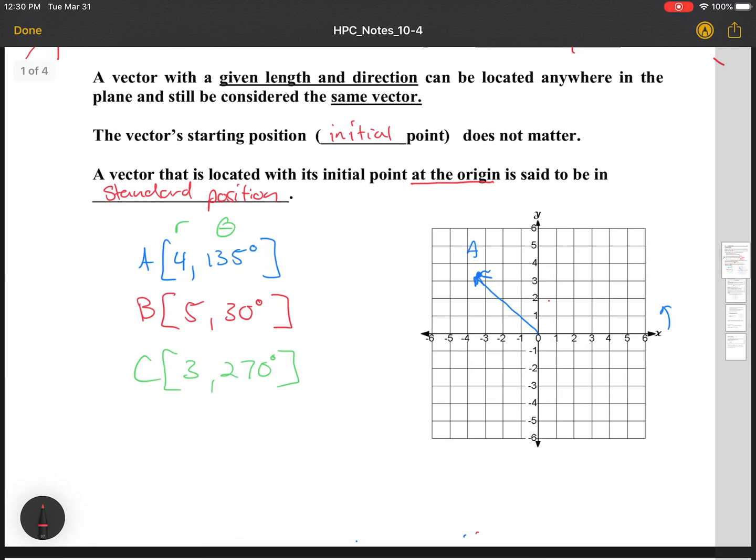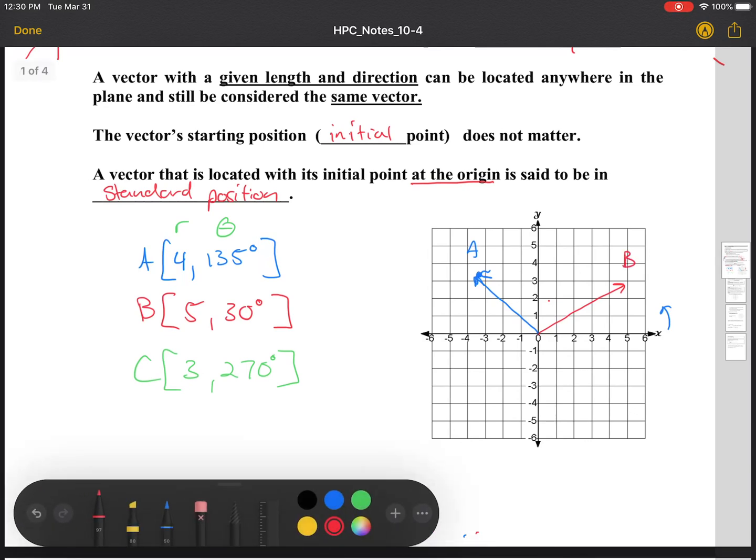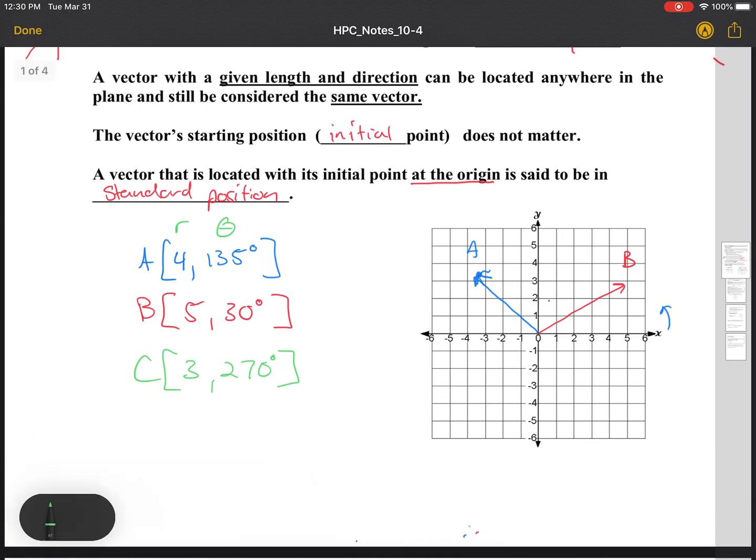For B, we have a magnitude of 5 and we're going 30 degrees. It's going to be about like this, right out there. And C, this one's pretty easy. We have 3 and 270. We know 270 is just going straight down the negative y-axis.